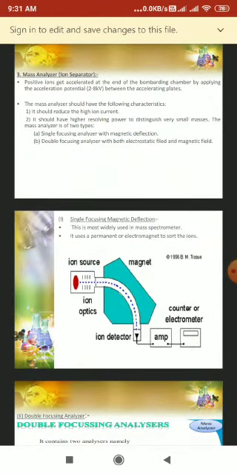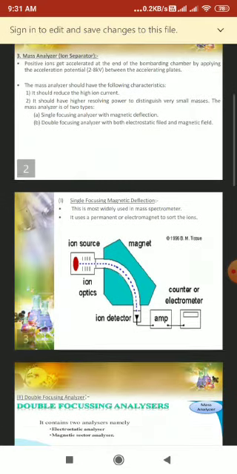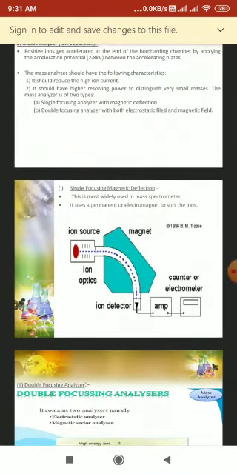This is the most widely used in mass spectrometers. It uses a permanent magnet or electromagnet to sort the ions. The separation of ions is based on the principle of velocity. Focusing means focusing of all ions of the same mass and initial deflection, but different velocities, by employing successively electric and magnetic fields. Now the second type of mass analyzer is the double focusing analyzer.